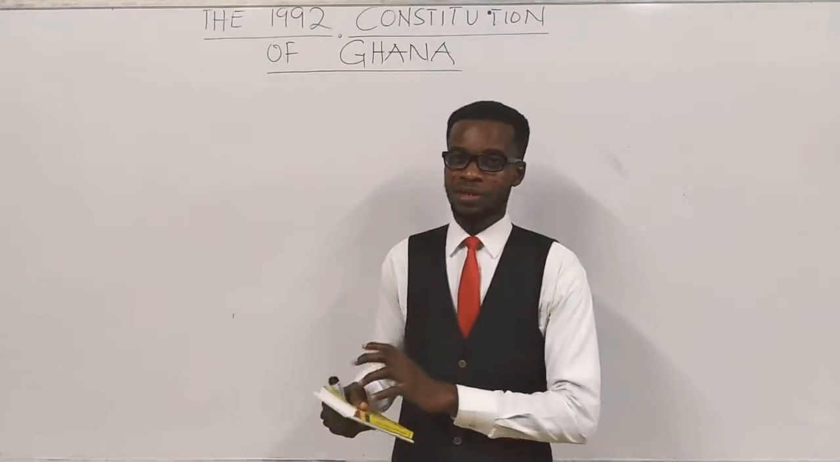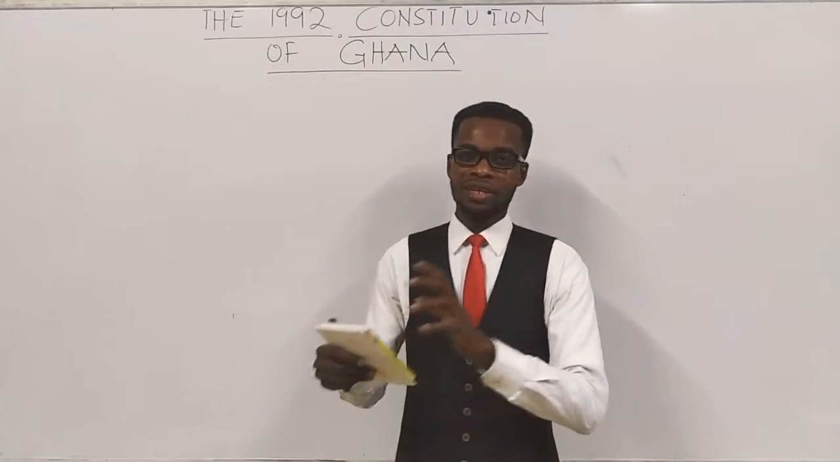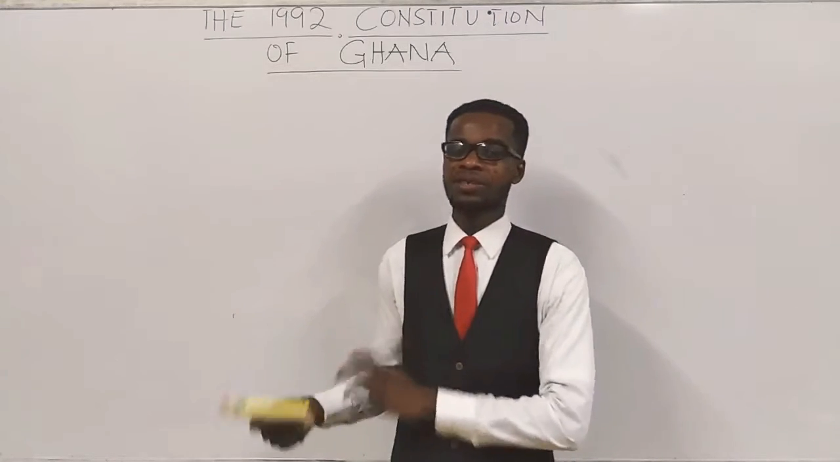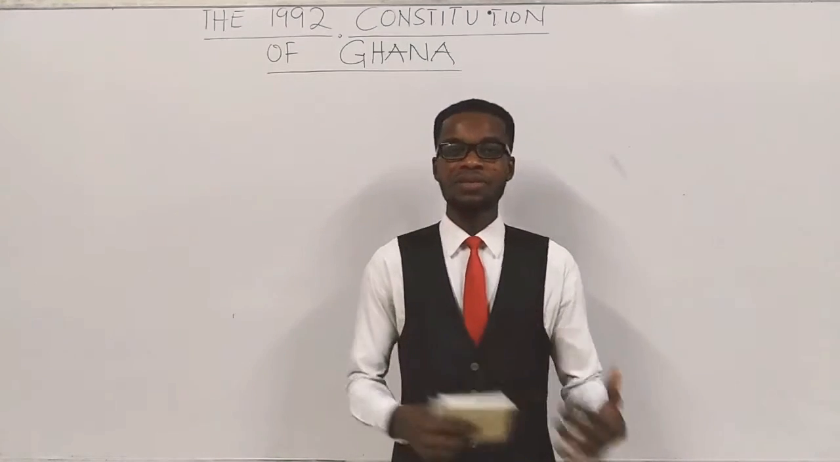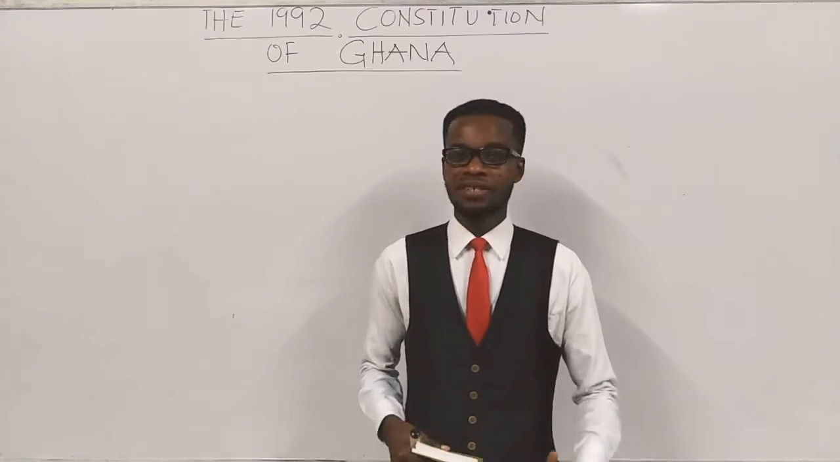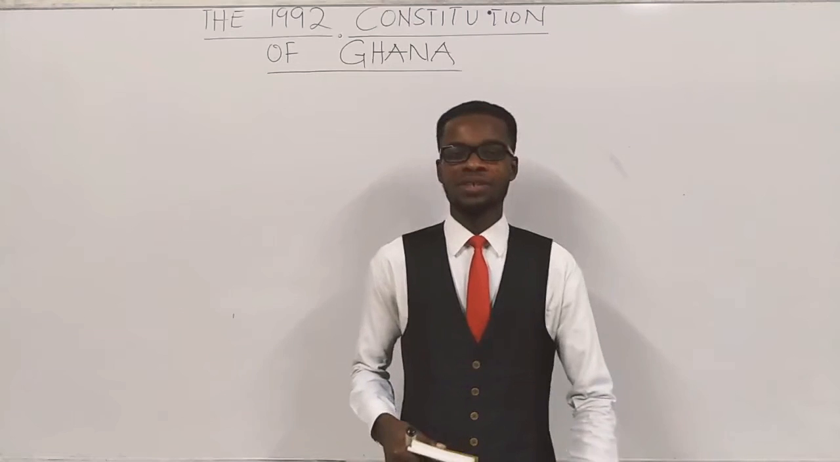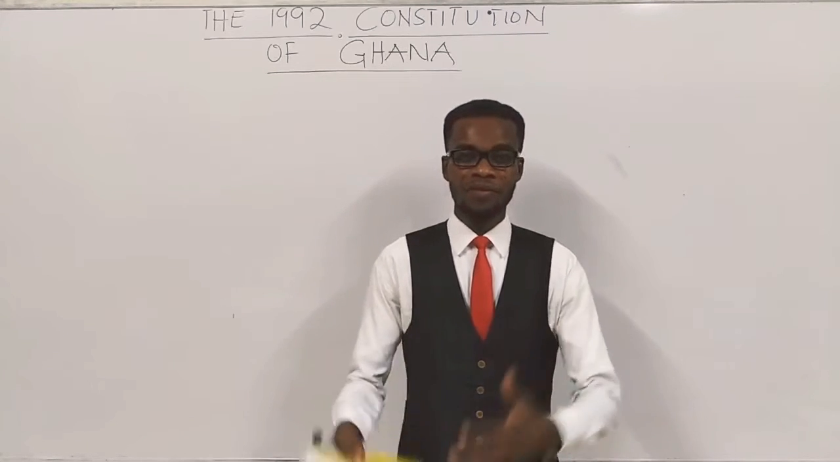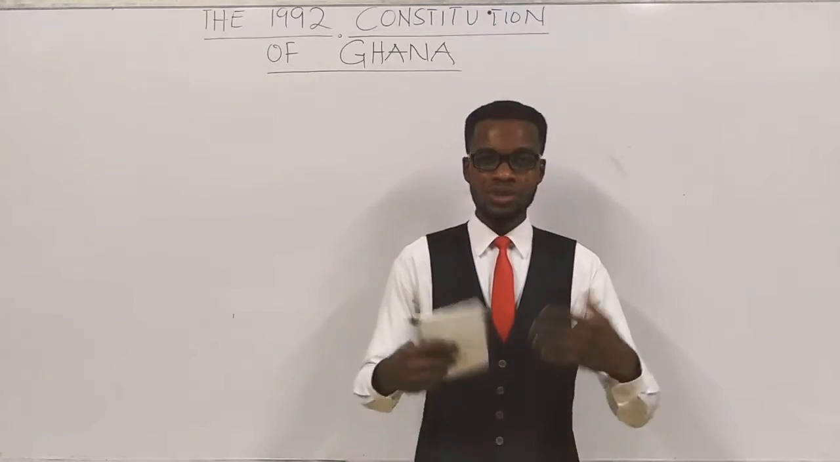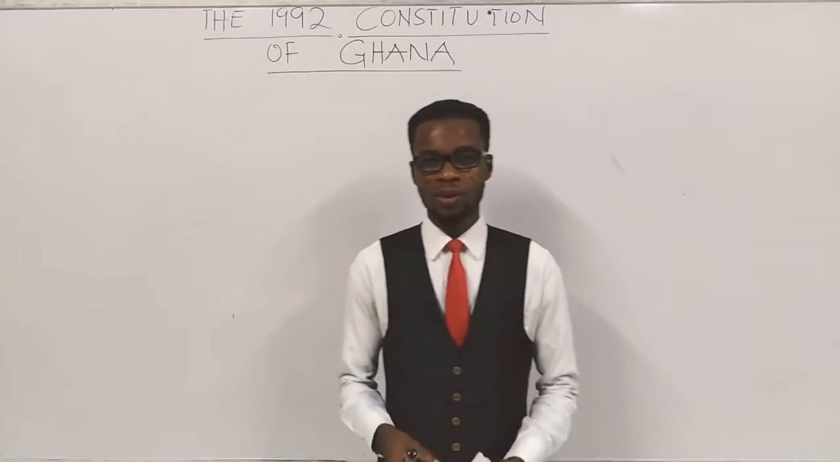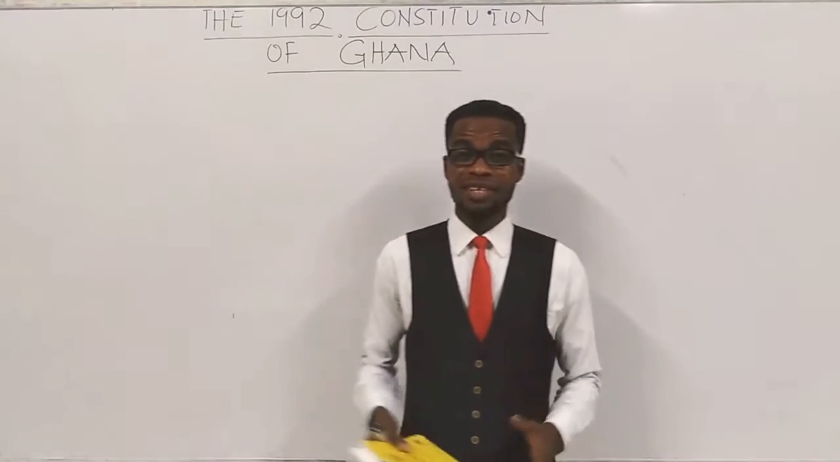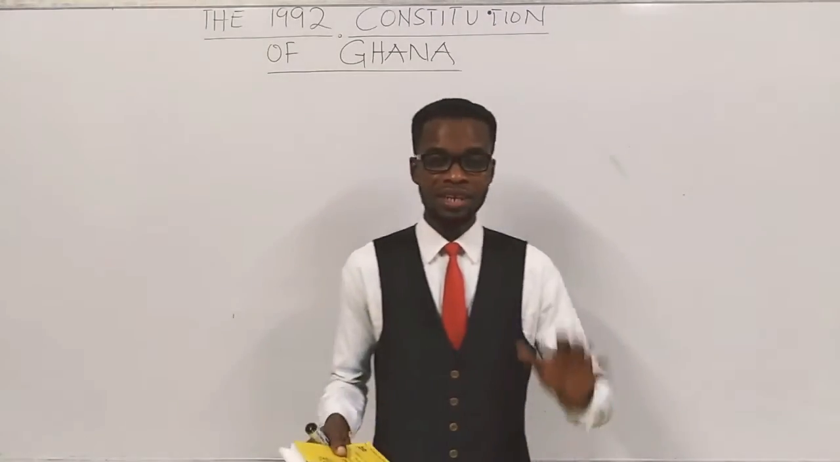So I did mention already that it's called the fourth Republican Constitution. So why is it the fourth? Which means there was a first, second, third. Okay, and now we have the fourth Republican. So we're actually using this, and that is also what we call the 1992 Constitution of the Republic of Ghana.